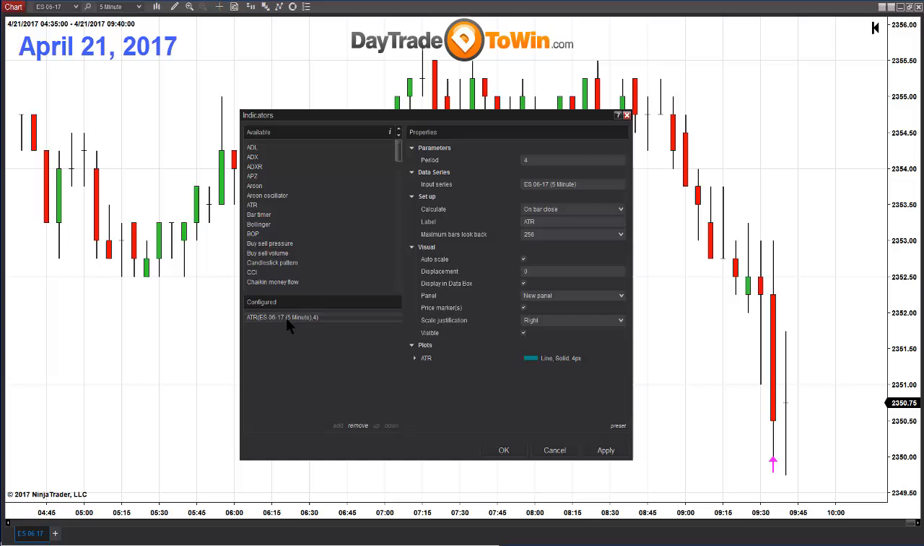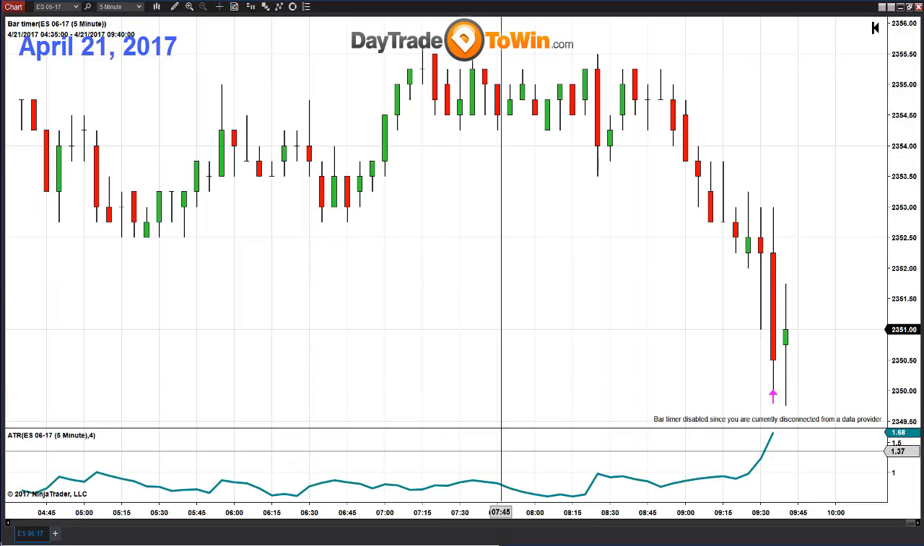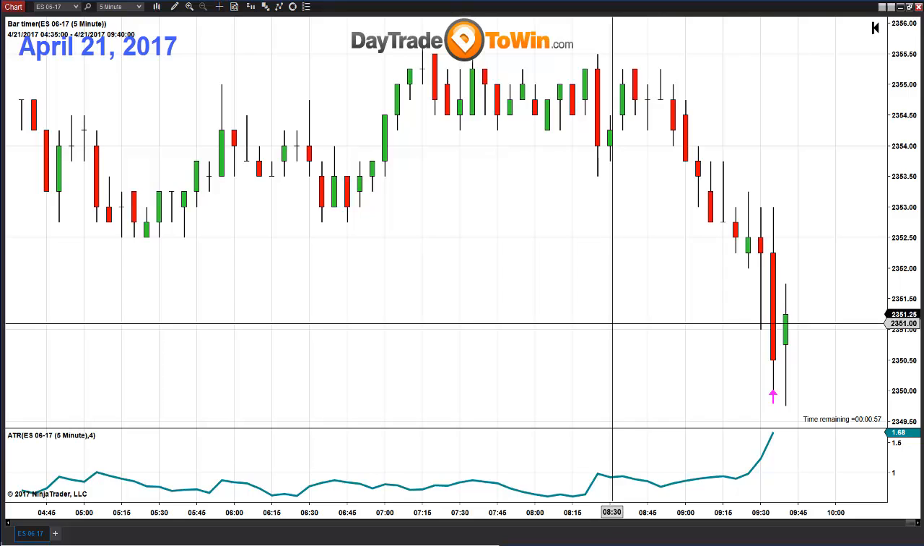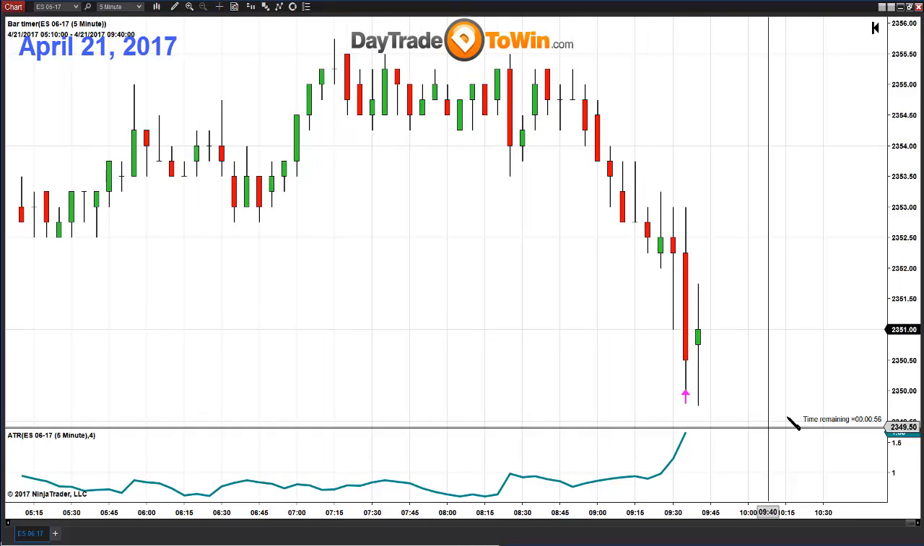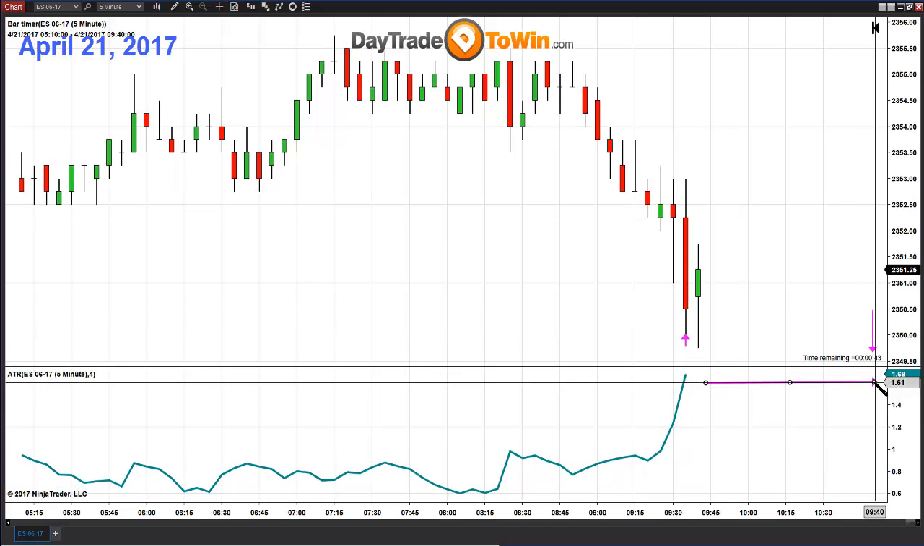Here I add the ATR and I want to use a setting of 4, and I'm also adding the bar timer. There's nothing you have to do to configure this, and now I have a timer which tells me there's about a minute left in the current 5-minute bar, and I also have the ATR which tells me the current conditions are roughly 6 ticks or a point and a half.